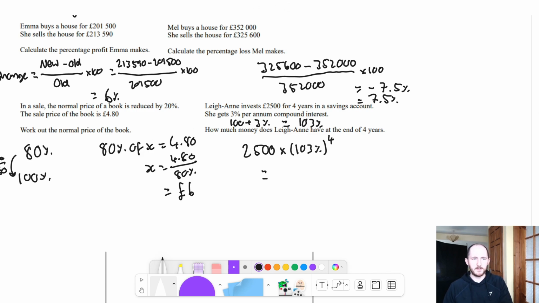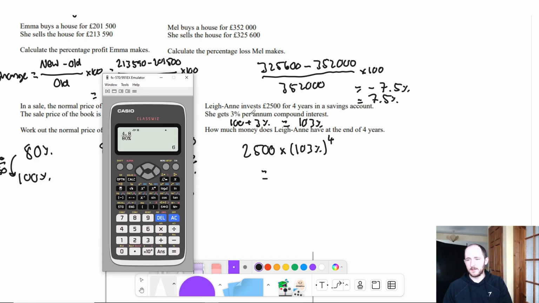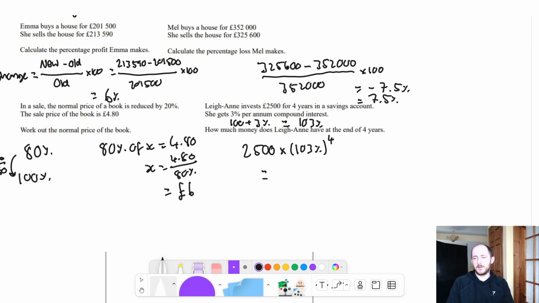Depreciation, you do the same thing, but instead of adding, you're going to be subtracting the percentage up here. So we have 2500 multiplied by 103. Please do not forget the percentage sign if you do it this way, otherwise you're going to get a massive number. And you get 2813, and you always round to 2 decimal places because money is a 2 decimal place thing. That's it.